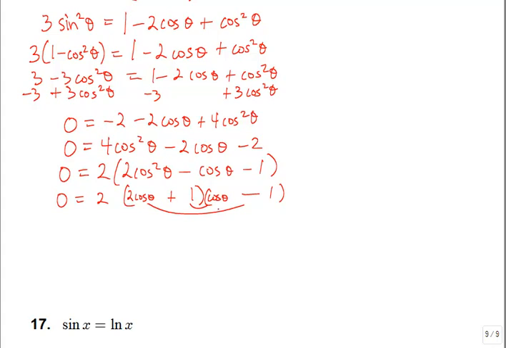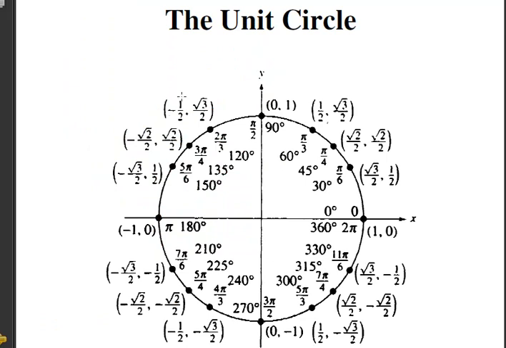We can set each factor to 0. Now notice this 2 is just a constant. It doesn't have a theta, so it's not going to contribute any solutions. You don't need to set it to 0 because it never will equal 0. Only this factor or this factor with the thetas will equal 0. So let's set this one to 0. I'm going to subtract the 1 and divide by 2. So we're asking ourselves, where does cosine equal negative a half? And if you pull up the unit circle, that's right here at 2 pi over 3, and in quadrant 3, right here at 4 pi over 3.